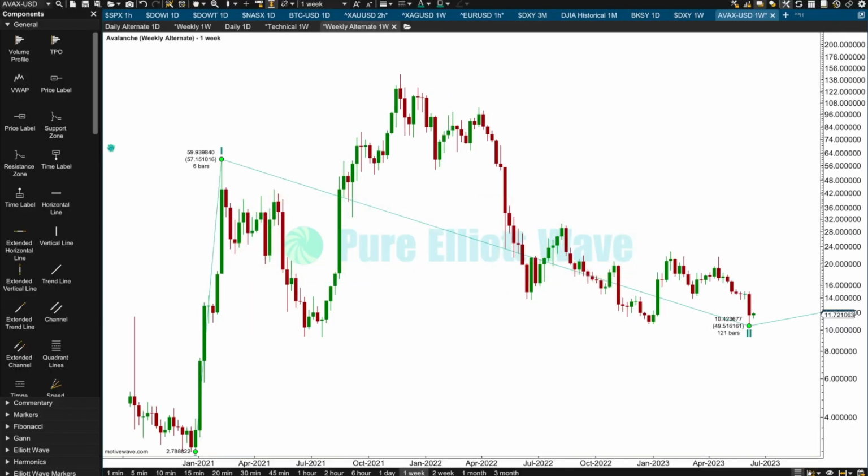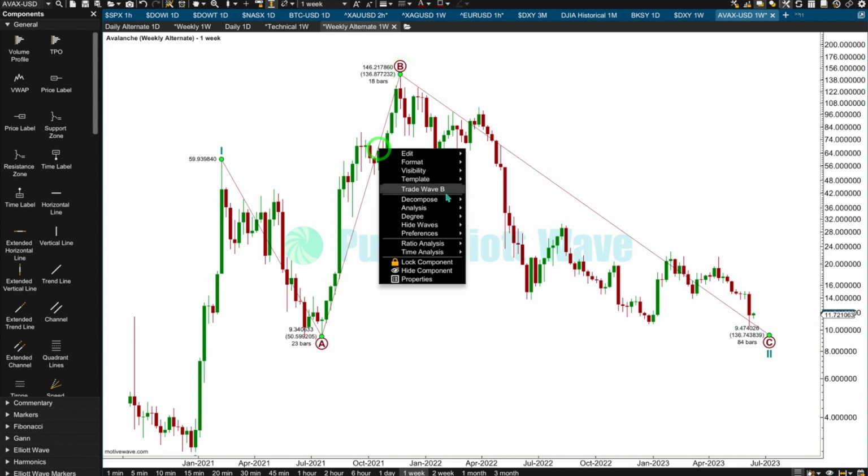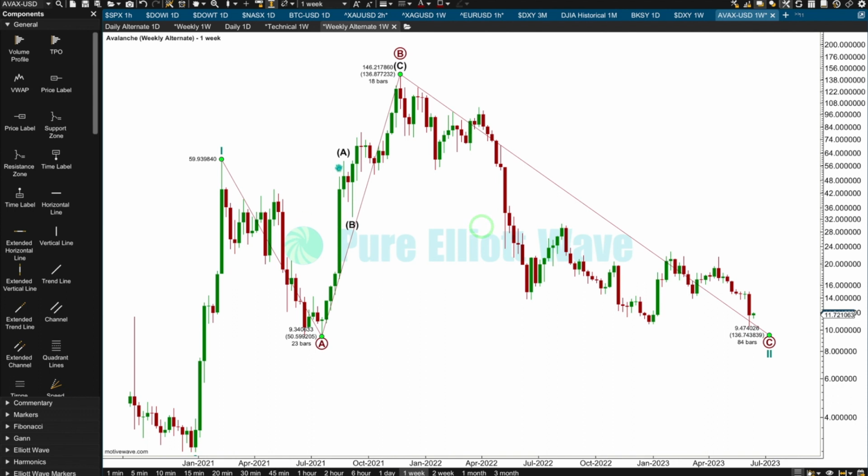Back into the analysis. Okay, so I wanted to label cycle wave 2 over here, but the problem there would be this is an extremely rare running flat. B moves substantially beyond the end of A, and C has failed to move beyond the end of A. Now, if we do get just a little bit more downward movement, that could be resolved, and then I would have some more confidence in this analysis for Avalanche, because then I would be seeing an expanded flat.